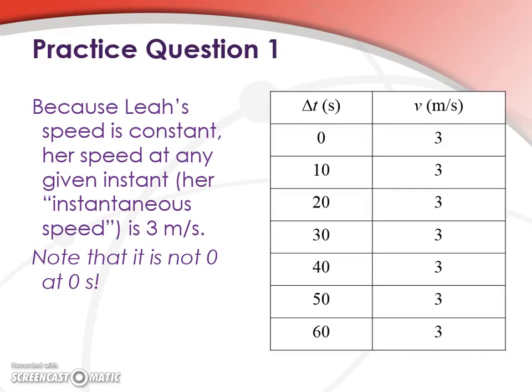There's an interesting distinction here between her average and her instantaneous speed. Her instantaneous speed, her speed at any given time, is always 3 meters per second, even at the 0 time point. So she was moving at 3 meters per second, even at 0 time.